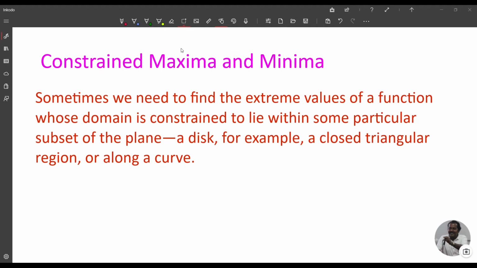Welcome to today's class on vector analysis. Today we discuss constrained maxima and minima.